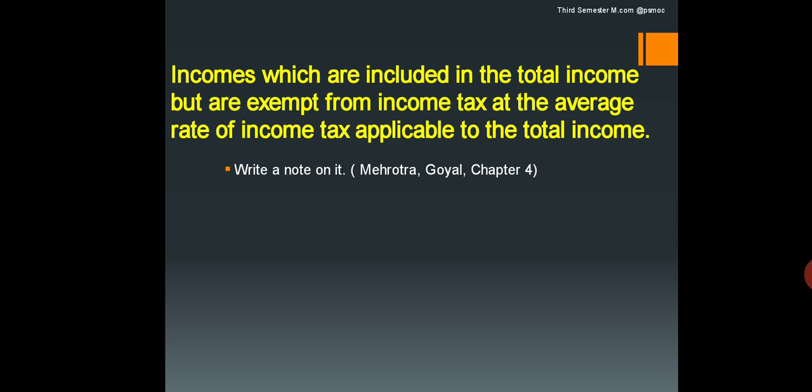The second part is income which is included in the total income but is exempt from income tax at the average rate of income tax applicable to the total income. First, they will be included in the total income and will be shown as exempted on the average rate of income tax. There are only two or three items in that category. You can just refer to Mehrotra Goyal chapter 4 for the explanation. Only 2-3 items are there, and you just write a note on that.